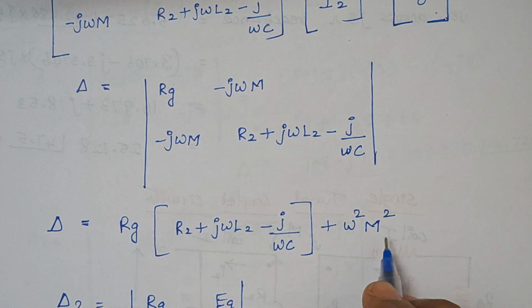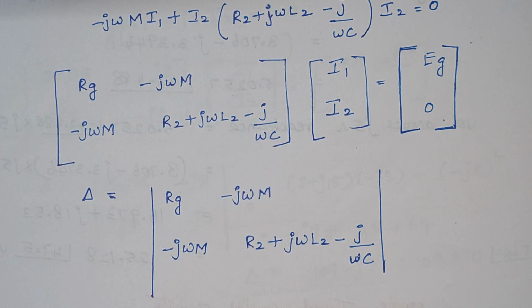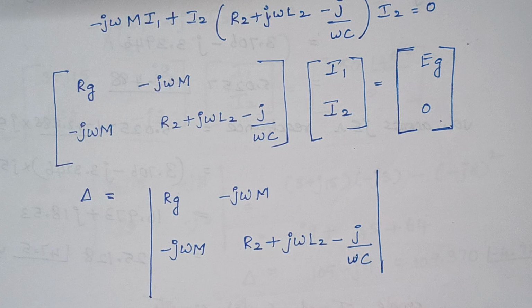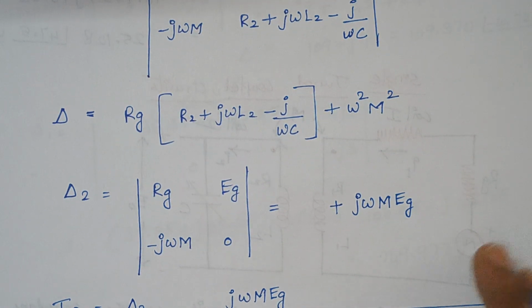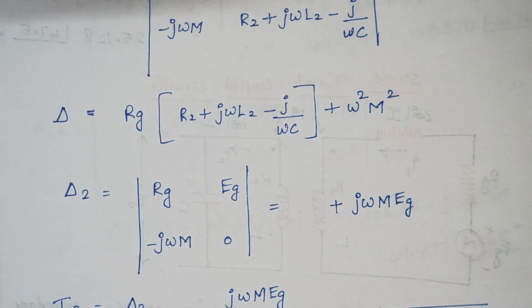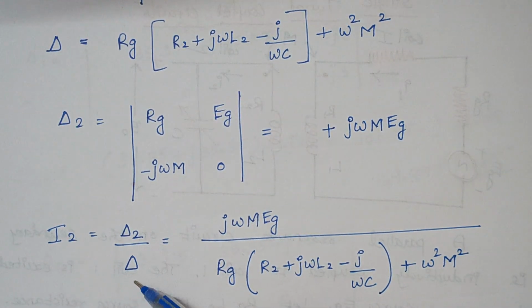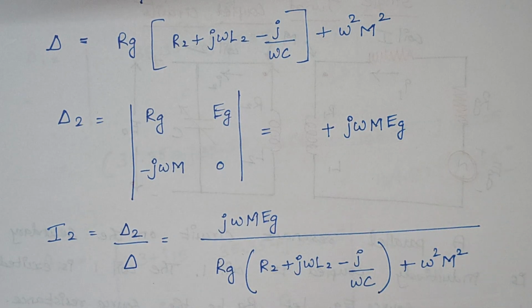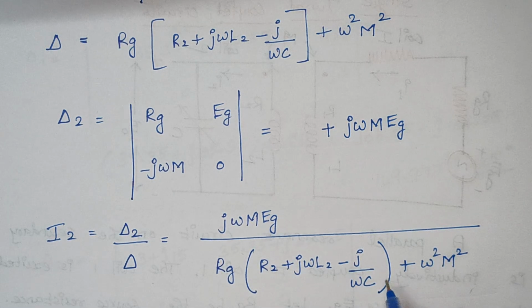Now the next thing is del 2. In order to find del 2, we have to replace this column by this value. When you replace it here, you see the value of del 2 is plus j omega M Eg. So now we are going to find I2. I2 is nothing but del 2 by del. We know the value of del 2 as well as del, therefore just substitute it here. So this is your expression for I2.